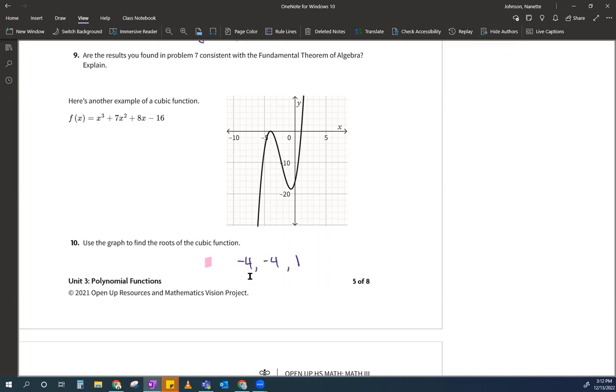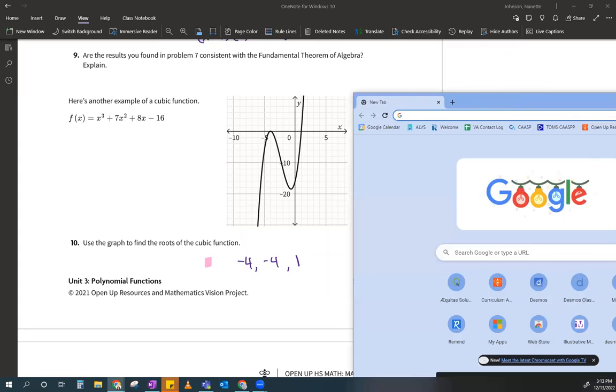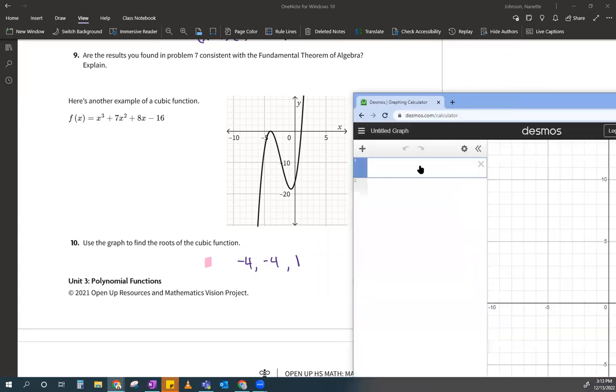Well, the way I check this, to make sure that those are actually the roots and it's not just my graph looking like it, is if I plug this in for each of these. So I plug -4 in, I plug -4 in, and I plug 1 in. What should be my answer when I simplify that? What should be my answer every single time? And when I say plug it in, I mean Desmos. Yeah, it should be a 0.